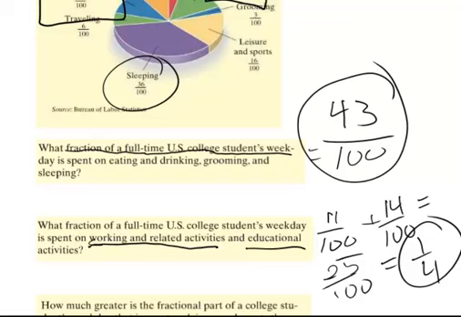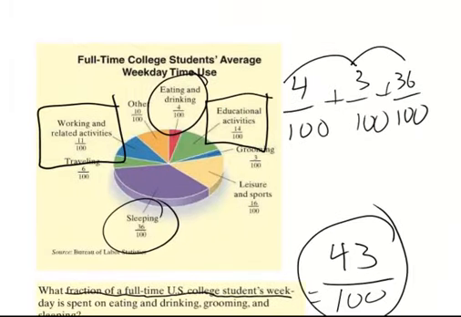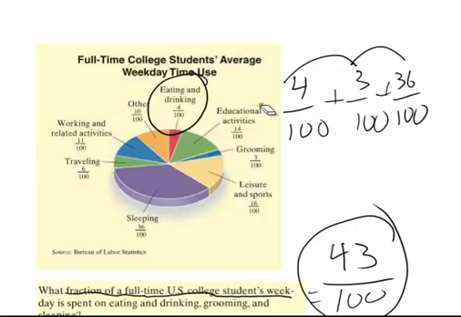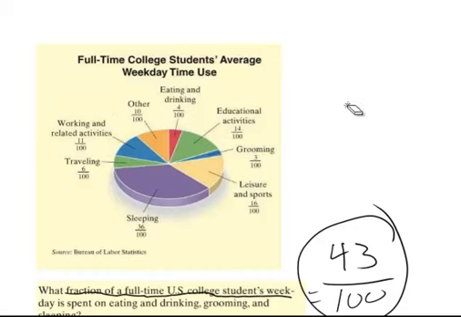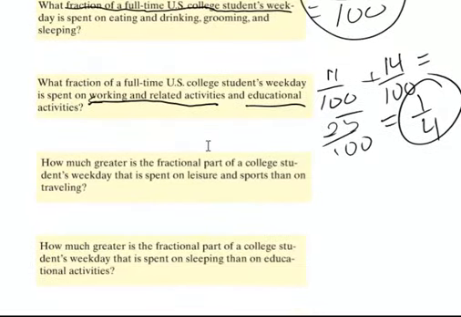All right, so I'm going to come back up here. I'm going to scroll back up to the top, and I'm just going to sort of clean up this here so that I can continue with my next problem. All right, let me get my pen back. Here we go. And let me scroll down to the next problem. So the next question here says, how much greater is the fractional part of a college student's weekday that is spent on leisure and sports than on traveling?